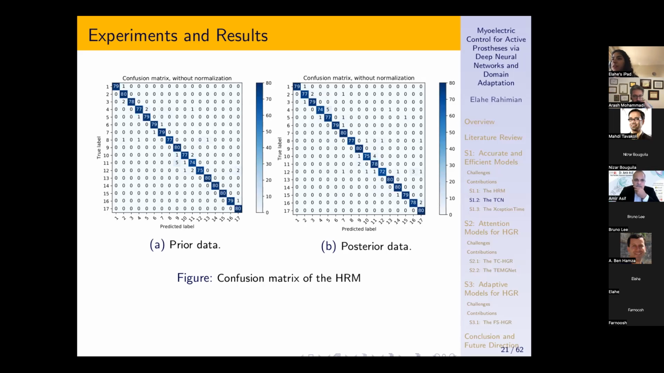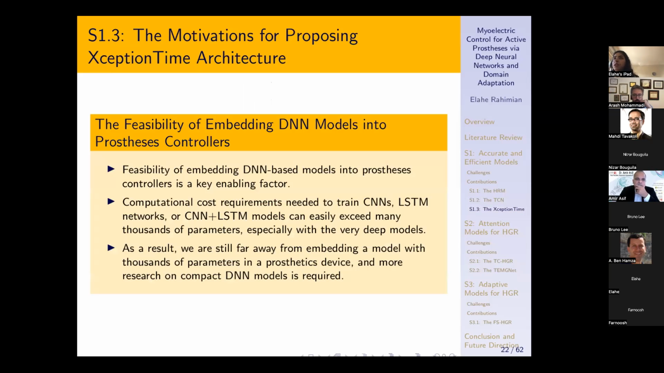And here we have the confusion matrix for HRM. So this confusion matrix for HRM is better than TCN, and this can be observed in the table as well. So I will move on to the next subsection, which is the Exception Time architecture.